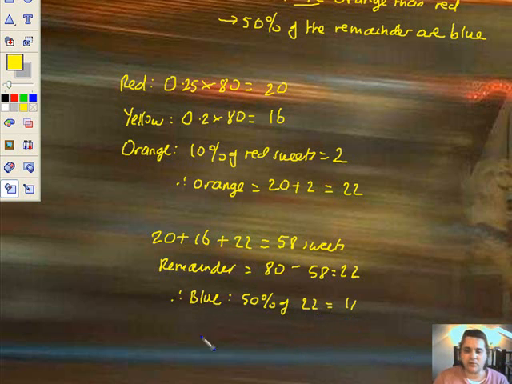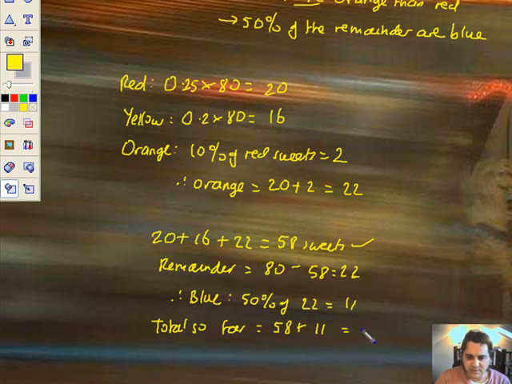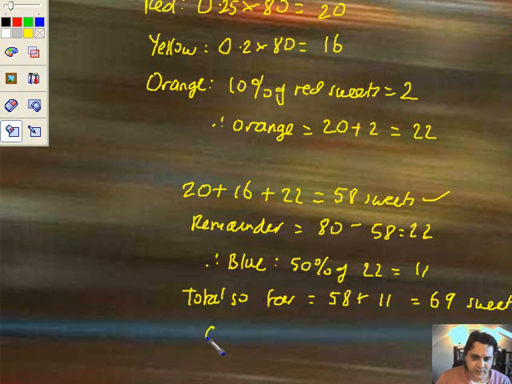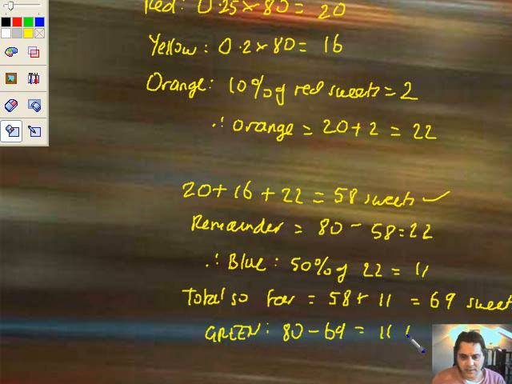So let's work out how many are green. Well, so total so far, I've got 58 sweets plus these 11 blues comes to 69 sweets. So now I can do the greens. Here are the greens. I've got 80 sweets, take away 69, that's going to leave me with 11 sweets. I think that's right. So have a quick check.